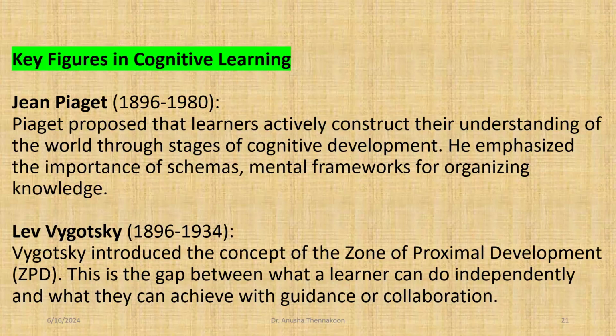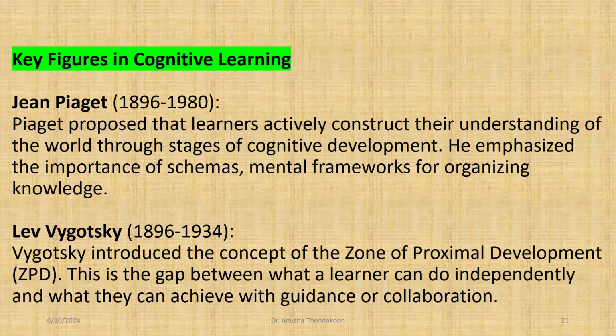Vygotsky introduced the concept of the zone of proximal development, ZPD. This is the gap between what a learner can do independently and what they can achieve with guidance or collaboration. That's what Vygotsky taught. When we take a learner, there is something that she can do individually with their capacity. But at the same time, if they are given guidance and collaboration, they can do that same task in a different way.